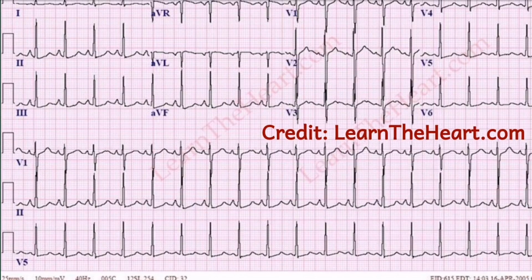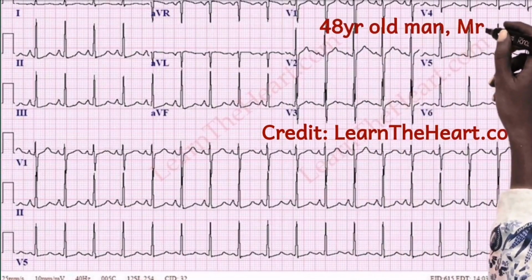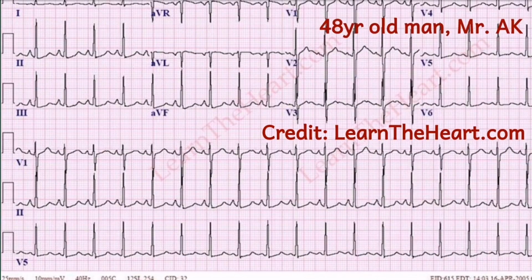The first thing we do here is to make sure that the ECG is a standard 12-lead ECG. Then, we confirm the identity of the patient, but there is no name here on this strip, and so let's assume the patient is a 48-year-old man, Mr. AK. And so, we begin by saying, this is a standard 12-lead ECG report of 48-year-old man, Mr. AK.